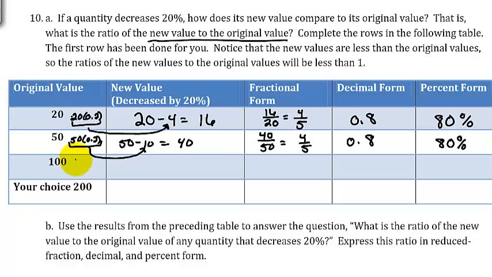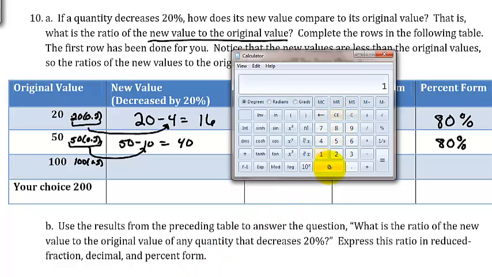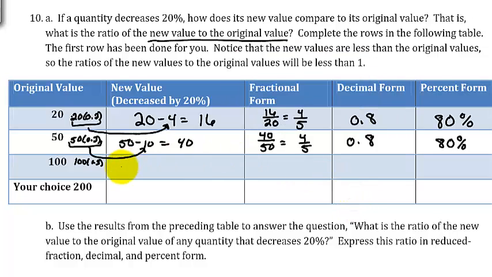Do the same thing to 100. 100 times 0.2, and we get 20. So that gives us a new value of 80, and so our ratio this time is going to be 80 divided by 100. Divide both of those by 20, and again it reduces down to 4/5. The decimal is 0.8, and that converts to 80%.